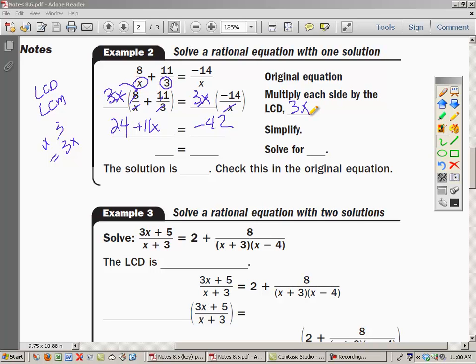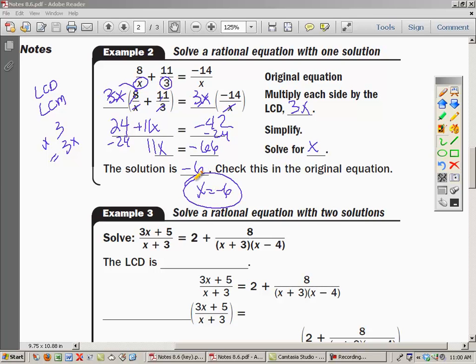Over to then the next piece of this. After we multiply both sides by 3x, we end up with this being negative 42. And so now we're just going to subtract 24 from both sides. And it says simplify and solve for x. So this ends up being 11x is equal to negative 66. And if I divide both sides by 11, I get x equals negative 6.